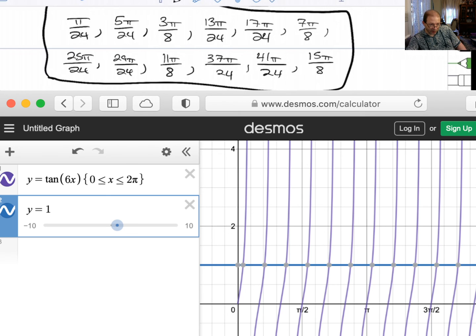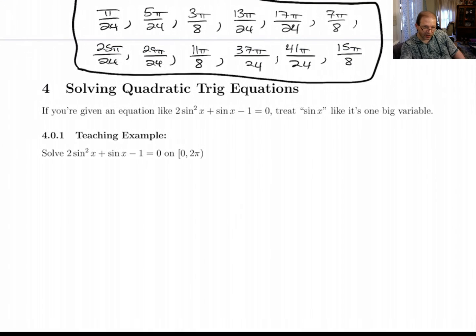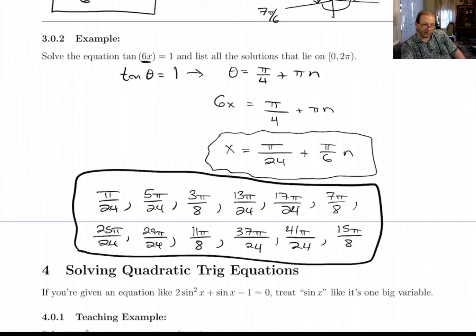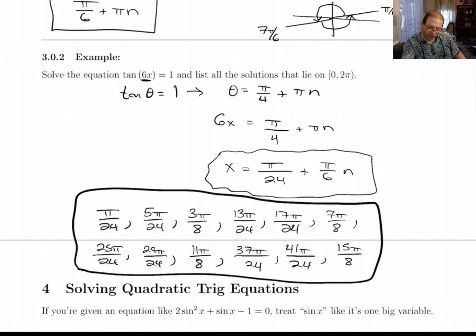So anyway, that's doing a couple of tangent problems. The only real difference is this here, the pi over n instead of 2 pi over n. All right, that's it.